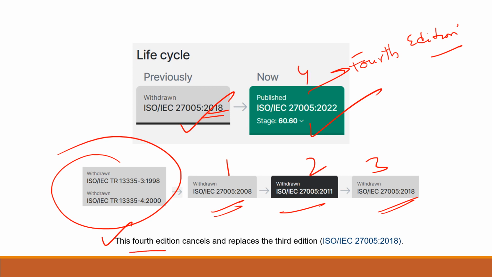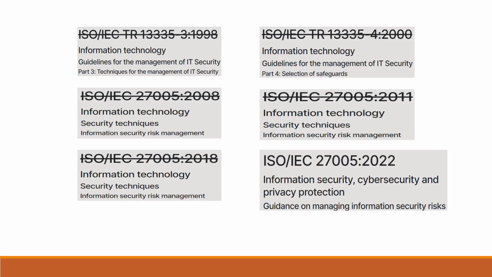You can also see how the name has changed over the period. This is what I was trying to highlight in the latest publication of 27005. The name is now Information security, cybersecurity and privacy protection, a guidance on managing information security risk. If you look at all previous editions, they talk about information technology, security techniques, information security risk management. So it has moved from information technology security techniques to information security, cybersecurity and privacy protection, and it has become a guidance on managing information security risk.